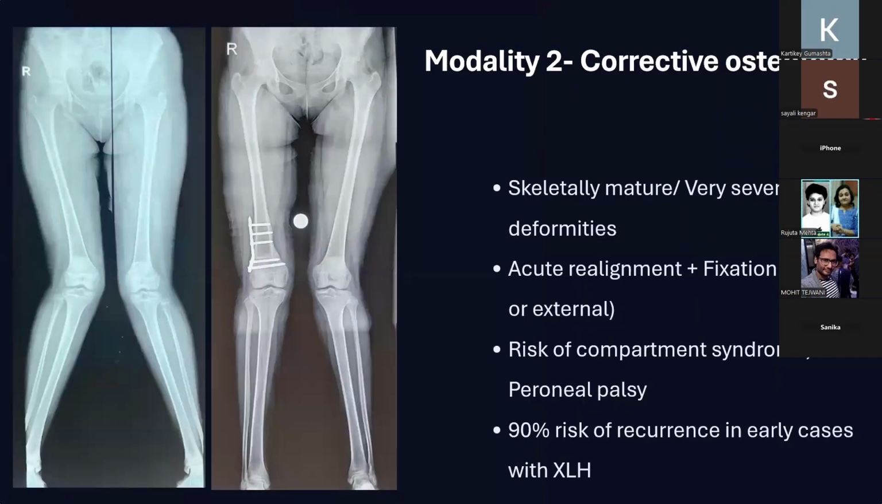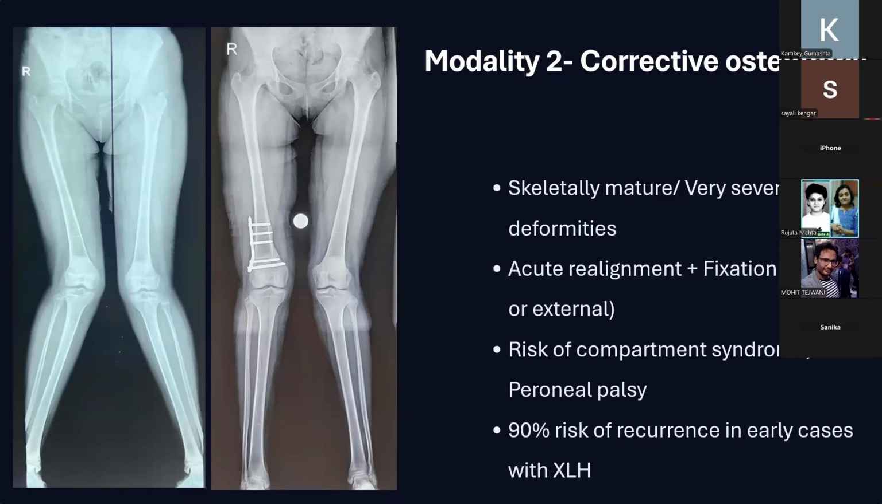The second modality of treatment is a corrective osteotomy, which is preferred in cases where there is a severe deformity and in patients who are skeletally mature or close to maturity. Acute realignment is done with fixation. It can be internal fixation with a plate or a nail, or an external fixation. There is also a risk of peroneal palsy if the deformity is large. In those cases, we should do a common peroneal nerve release.